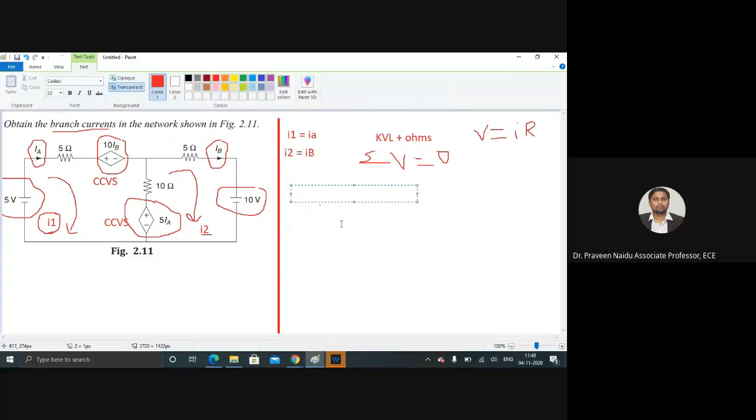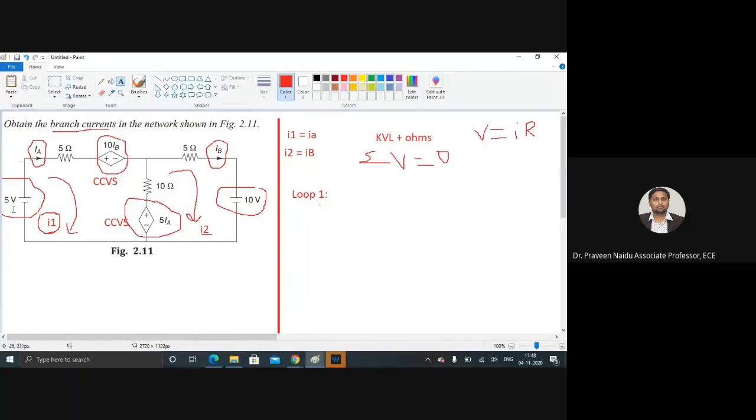So what is the first loop equation? Loop 1. What is the loop 1 equation? Please tell me, anyone? If I'm starting from 5 volts, what is the loop 1 equation? So generally for mesh analysis, I will just remind you, we won't assign plus minus symbols to voltage sources or current sources or any sources. We will assign plus minus symbols only to RLC. Since we have only resistors, we are going to assign plus minus only for R in this particular problem.